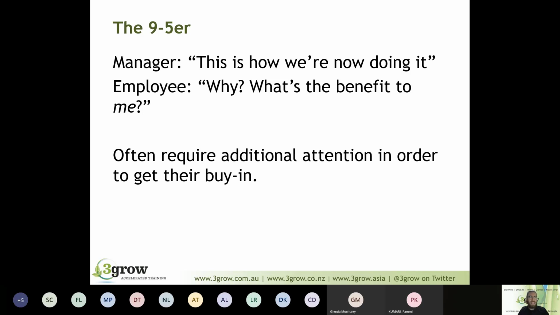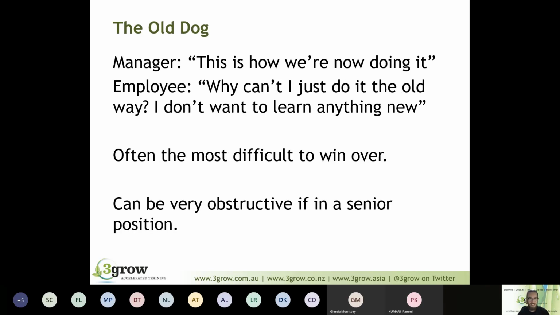So anything we can do to make their life easier and therefore get their buy-in and encourage their adoption is certainly good and should certainly be considered. However, we shouldn't be pandering to people too much, especially when it comes to the last category, which is the old dog, as in you can't teach an old dog new tricks.